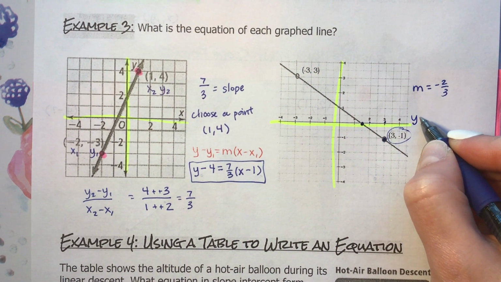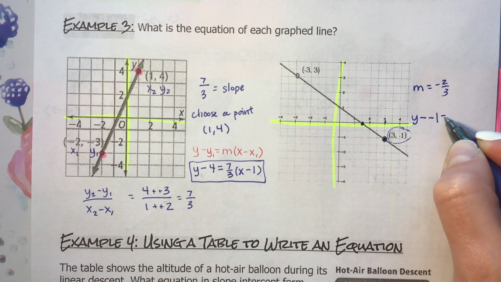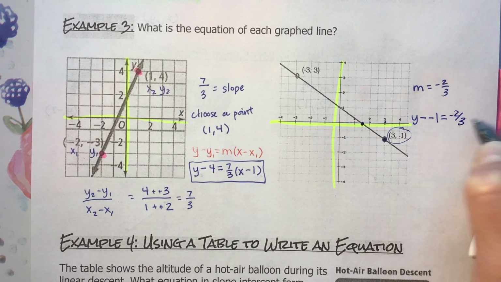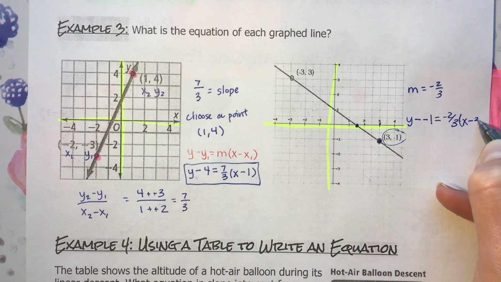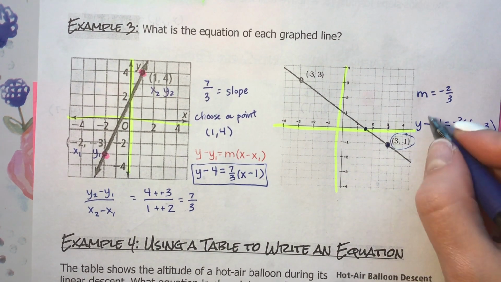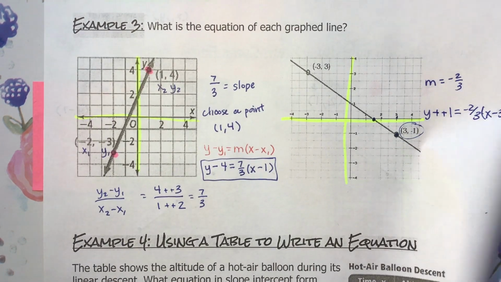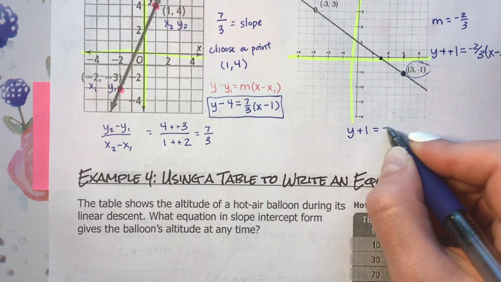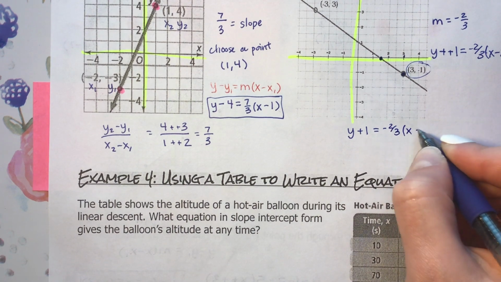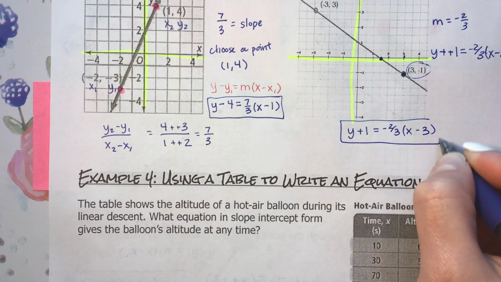So I have y minus -1 is equal to -2/3, parentheses x, I'm running out of space, minus 3. Turn that into plus a positive. I'll write it below it so you can see it. So it's going to be y plus 1 is equal to -2/3, parentheses x minus 3. And there you have it.